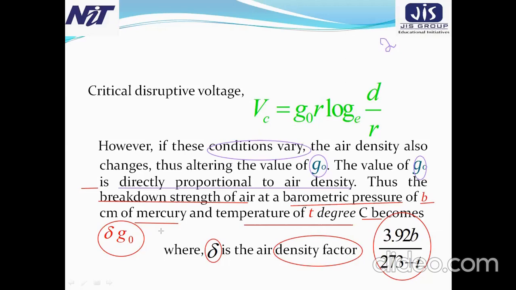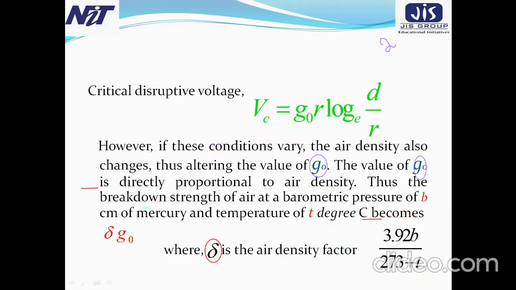After changing all the parameters, delta is the density factor, and that is equal to 3.92 B divided by 273 plus T, where B is the barometric pressure. So this is the value of delta.